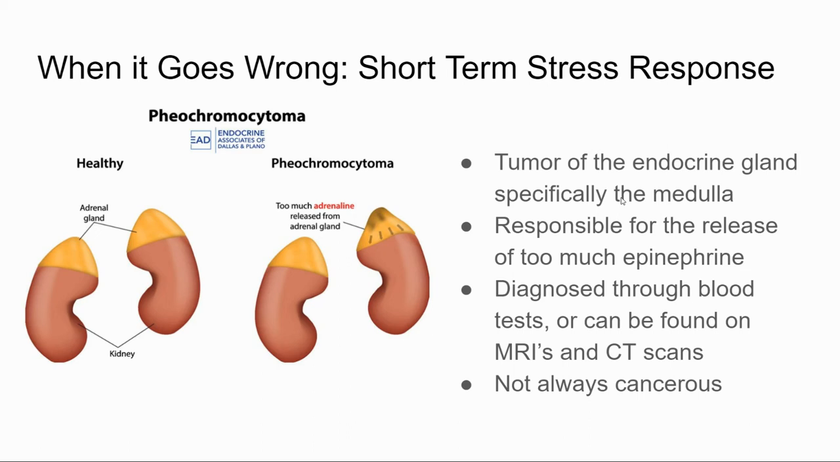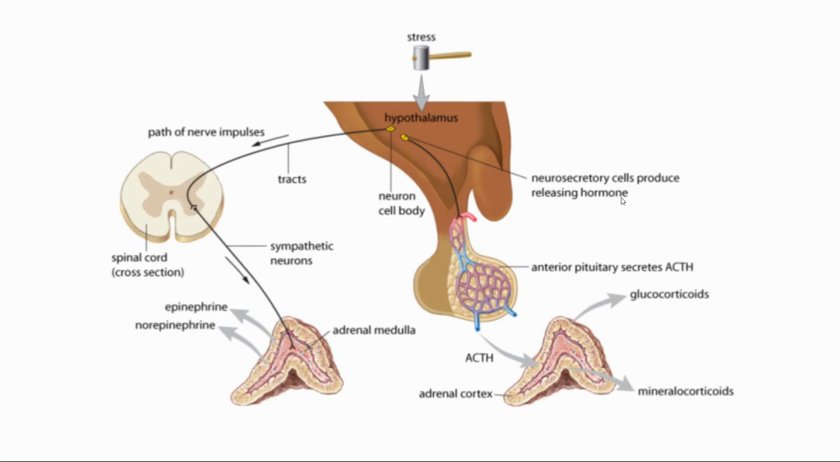It's really hard to diagnose this. It's done through a blood test or MRIs and CT scans, but it is hard to find. The thing about it that is good, though, is that these pheochromocytomas don't always mean cancer, okay? They can just mean a tumor or a buildup of cells in your medulla, which is causing issues with your short-term stress response, releasing too much epinephrine at a time.